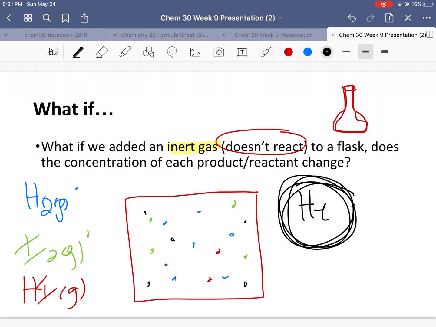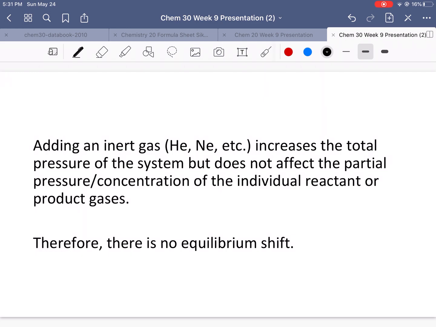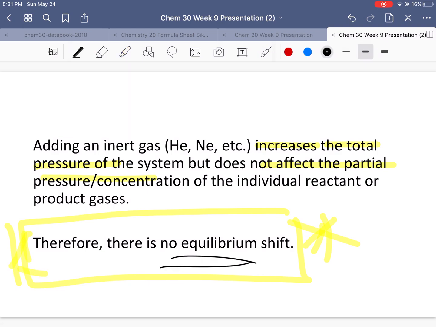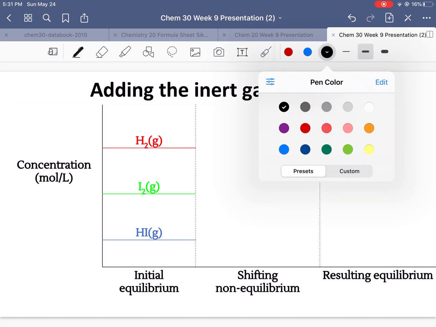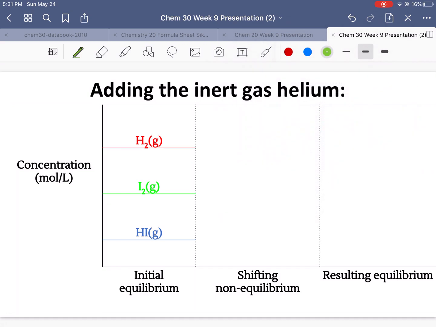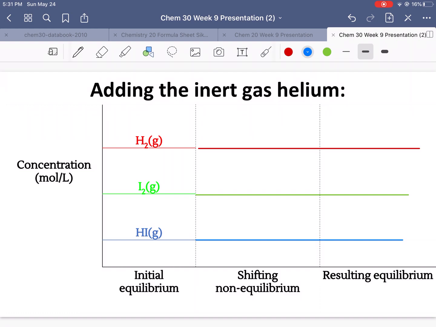So the message is, adding an inert gas, though it will increase the total pressure, it does not affect the partial pressures. Therefore, absolutely no equilibrium shift. None, nada, nothing. How would you show this on our previous equilibrium system? So imagine that we're adding that inert gas, that helium. Honestly, guys, you do not affect concentration. You do not shift the equilibrium. Therefore, no change, and no change.